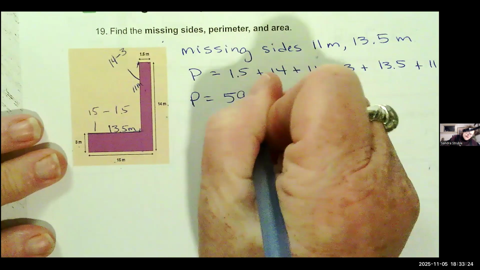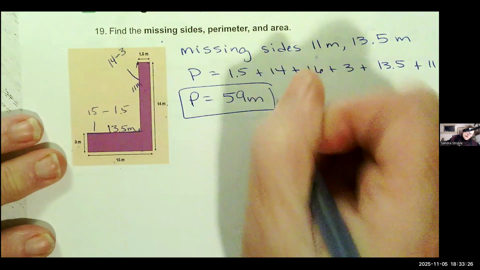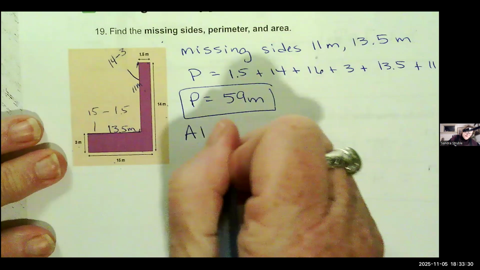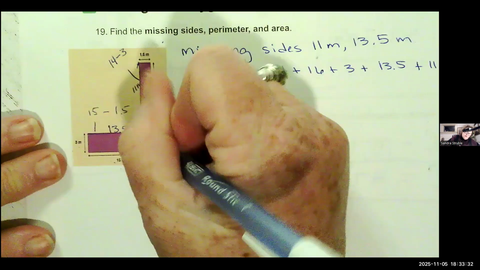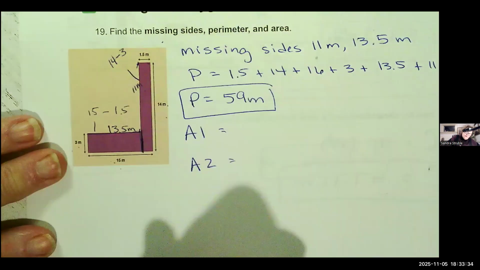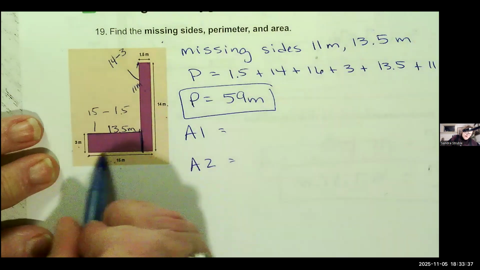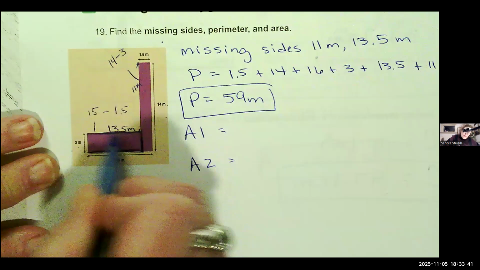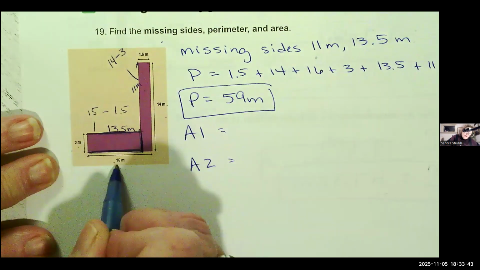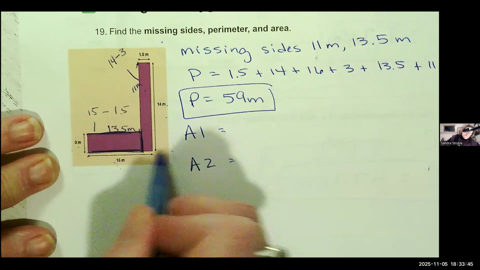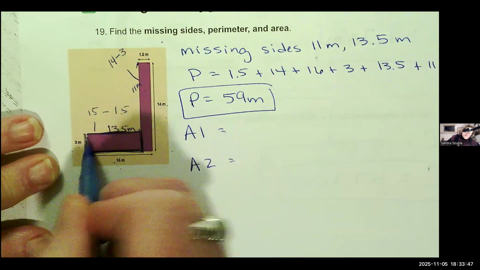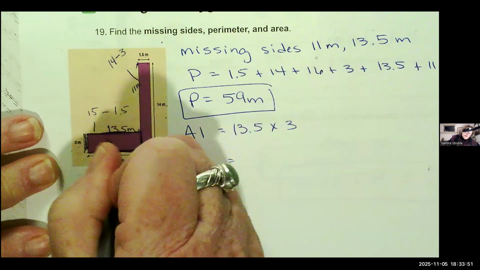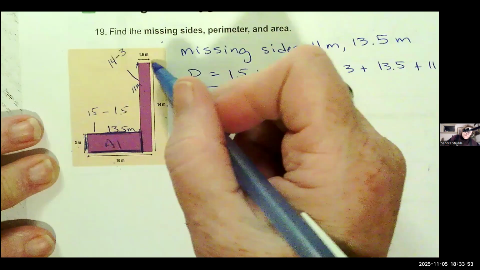And lastly is the area. So we're going to have to find area 1 and area 2. I'm just going to bring this straight down here. Okay. So I need the distance for this here, which looks to be 13.5 because 15 goes all the way across. So it has to be 13.5 times 3. That's area 1. And area 2 is going to be 14 times 1.5.